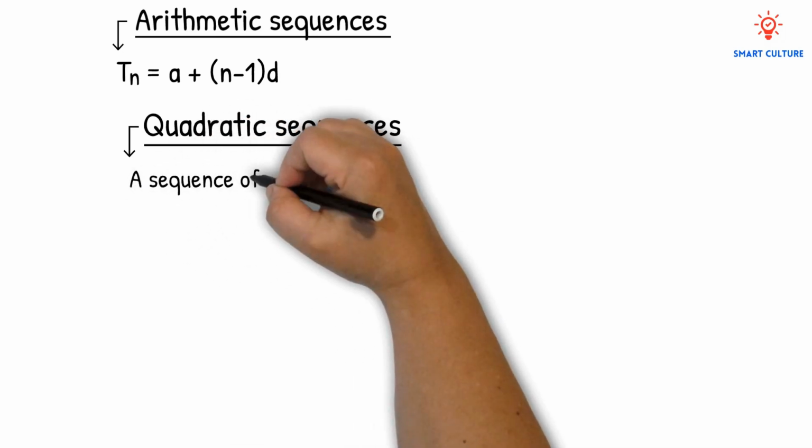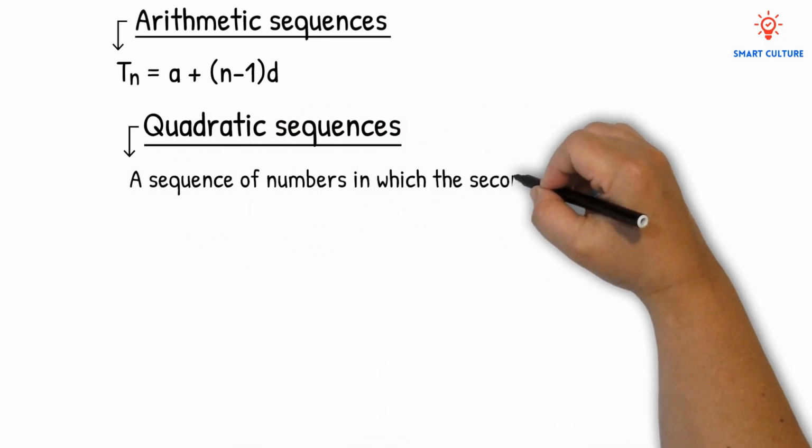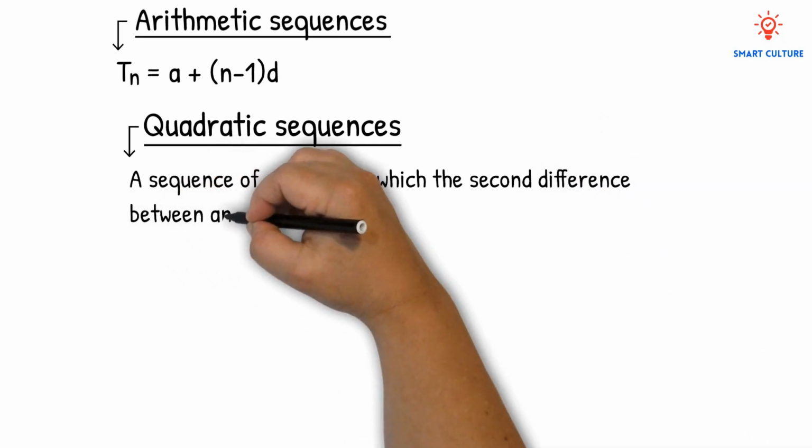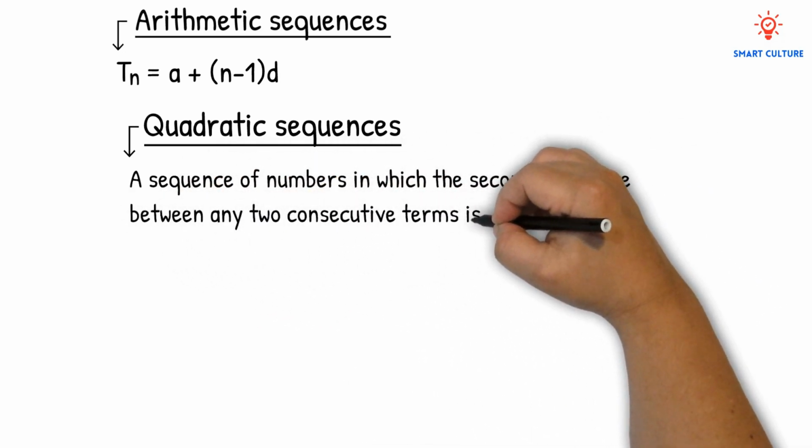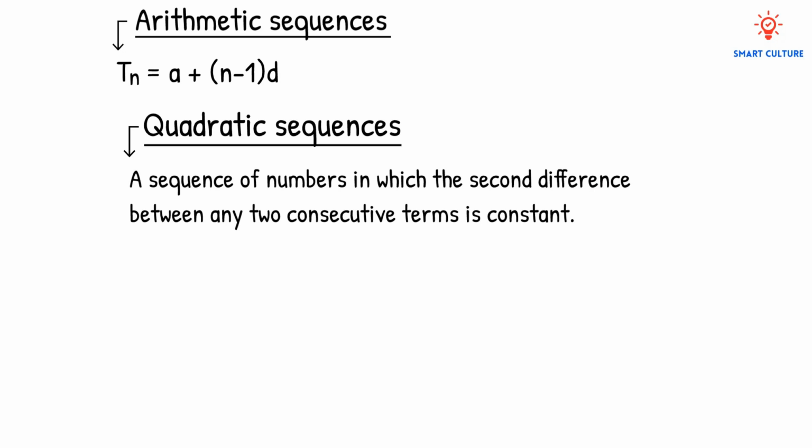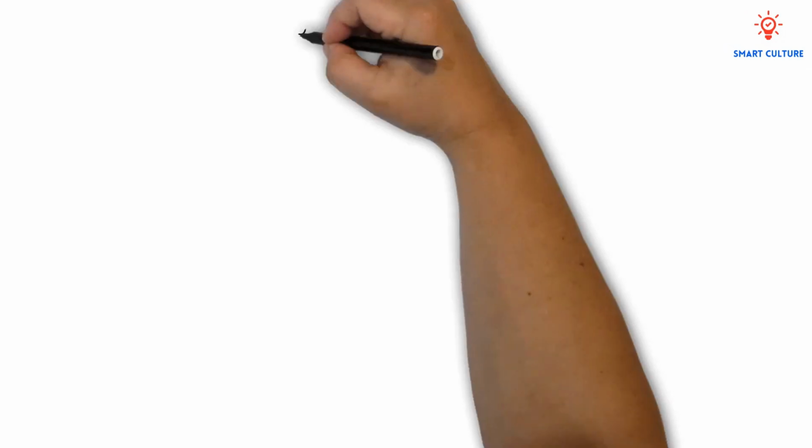A quadratic sequence is a sequence of numbers in which the second difference between any two consecutive terms is constant. So it will not be the first difference as in linear sequences. In this case, only the second difference will be constant. So let's take a look at this example.